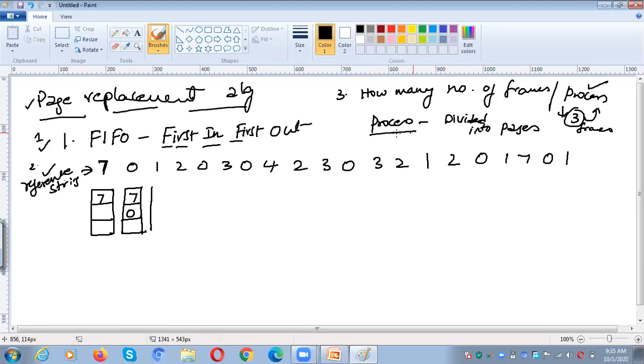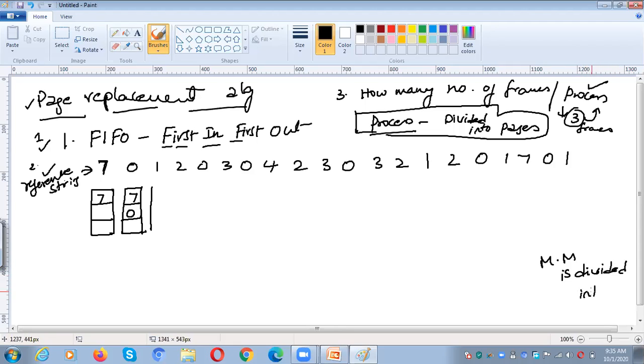And next, process is divided into pages, and then main memory is divided into frames, right? So these are the pages. So in order to run the process, we need to keep these pages into the main memory frames. I think you understand the concept, right? 7 and then 0, after that page 1 is also not available in the main memory. That means page 1 is not available, so I will keep page 1 also here.